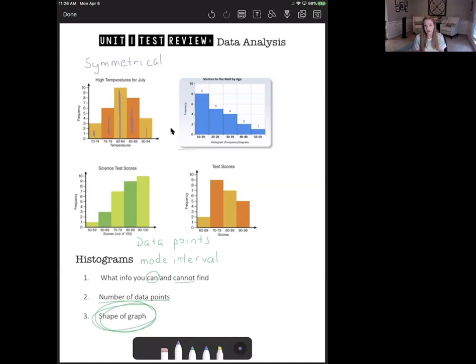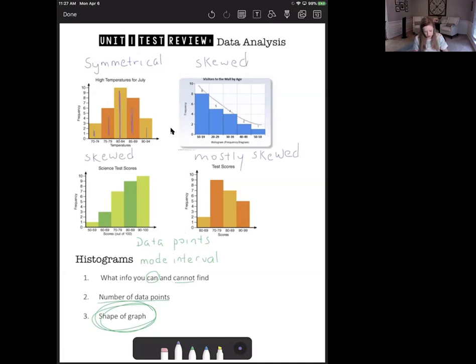The rest of these are either skewed or nearly skewed, or mostly skewed, however you want to say that. So this one is skewed. This one is skewed. And this one is mostly skewed. Now, a lot of you are starting to understand the difference between symmetrical and skewed, but the problem that I'm seeing is skewed right versus skewed left.